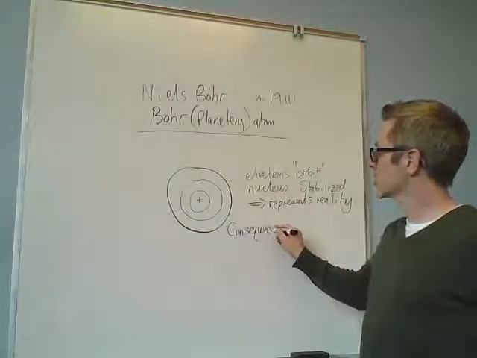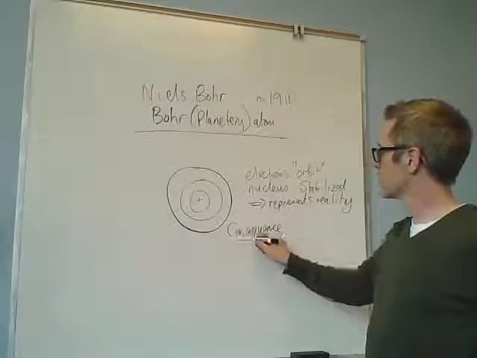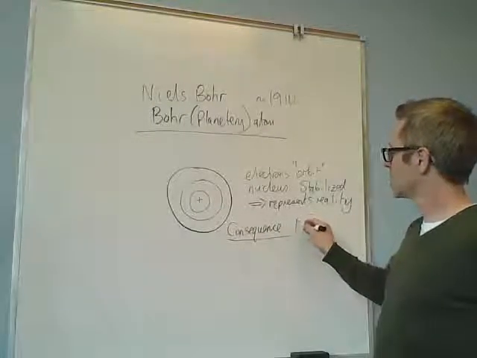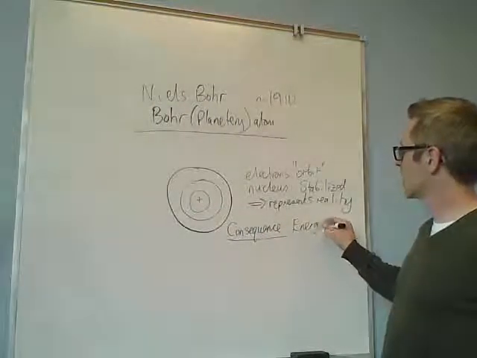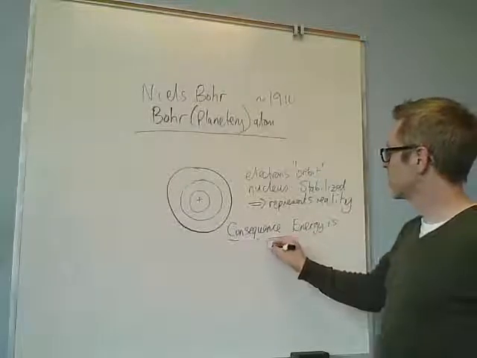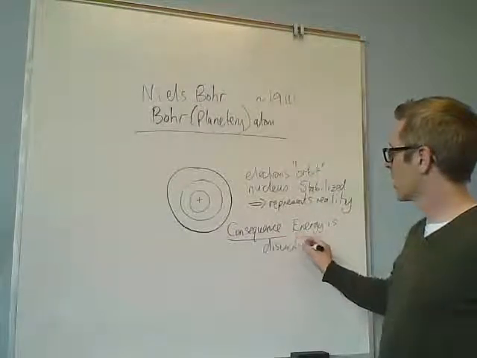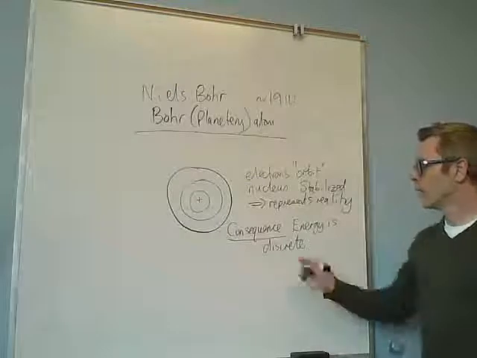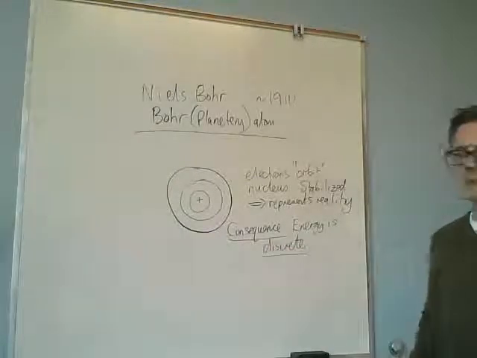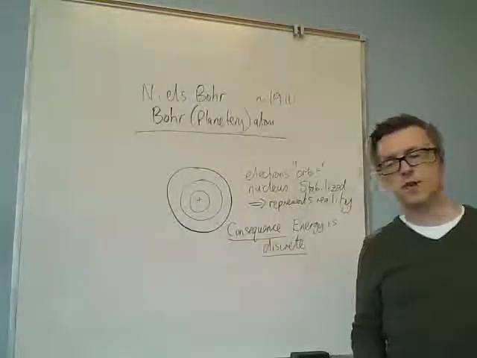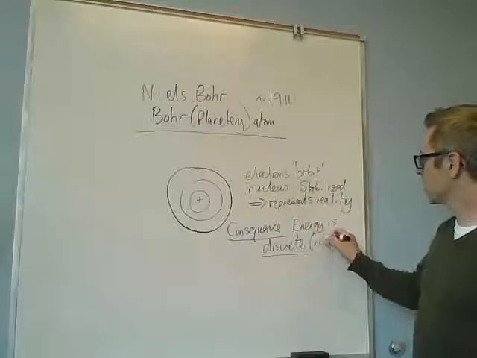A consequence was that energy is discrete. What does discrete mean? It means it can only have certain values. So it means not continuous.